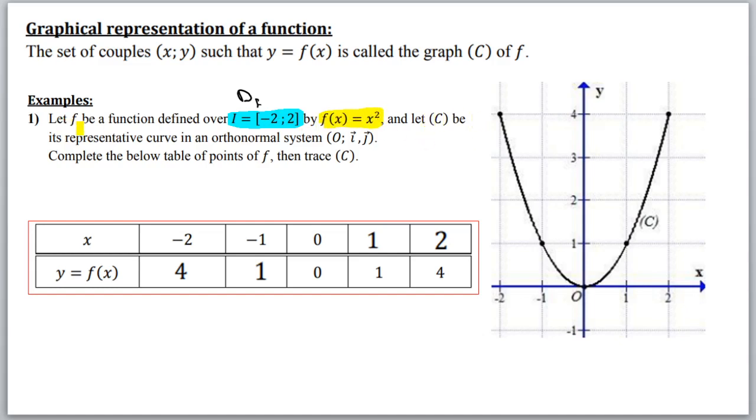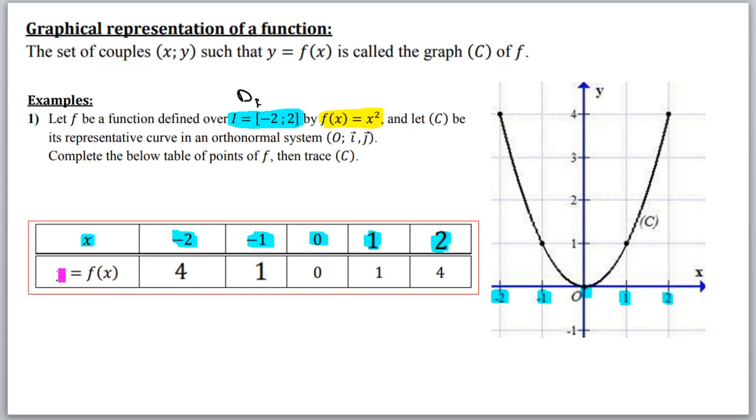Okay, and let's see its representative curve in an orthonormal system. Complete the table below. If you remember, in grade 9 we drew a straight line. How did we draw a straight line? We made a table, and here it's the same. First I put the x. He said from minus 2 till 2, so I put the numbers minus 2, minus 1, 0, 1, 2. I could take more numbers, like 1.5, minus 1.5, 0.5, but no need. Let's take the whole numbers, it's better. So for x I took minus 2, then minus 1, then 0, then 1, then 2.